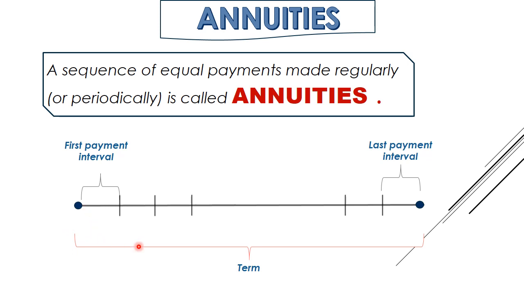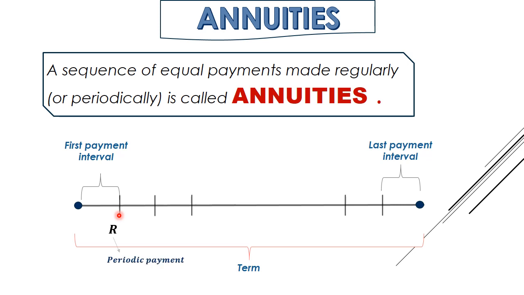So the term consists of different periods, where the periods have equal length of time, and periods can be monthly, quarterly, semi-annually, or annually. Now, for the first period here, this is the first payment interval. When you say payment interval, this is the length of time given before the payment is due. So this is your payment due, and we have here the R.